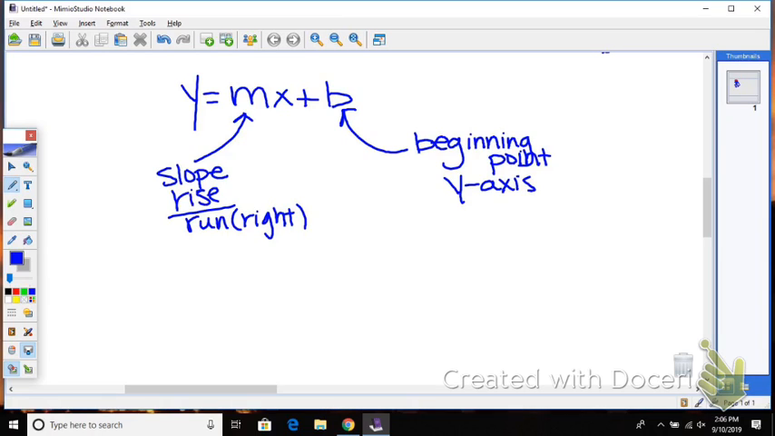But this is the y-intercept, the beginning point on the y-axis. So the first thing we're going to do is I'm going to just tell you the slope and tell you the y-intercept, and you're going to write an equation. Pretty difficult today. Basically, you're not doing any math. You're putting the right numbers in the right parts.